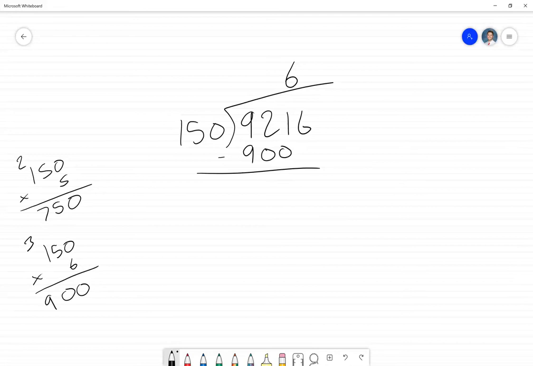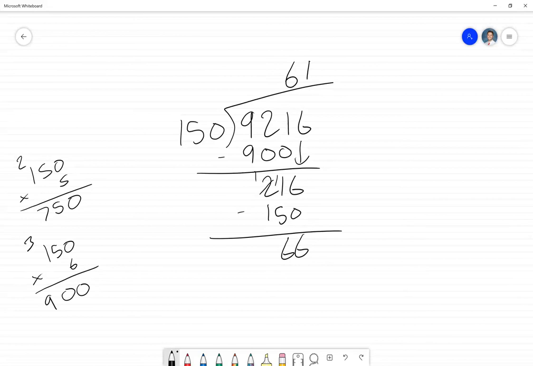And now we subtract: 921 minus 900 equals 21. And we bring down the 6. Now 150 goes into 216 only one time. And that's equal to 150. And now we can subtract. 6 minus 0 is 6. 11 minus 5 is 6. So we have this remainder of 66.